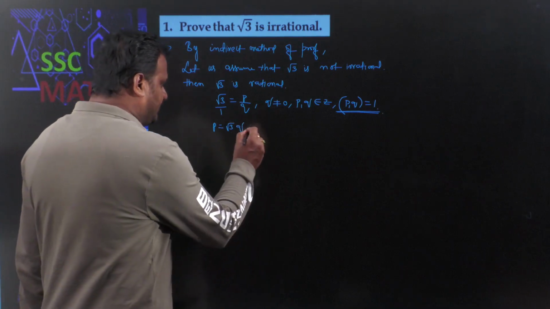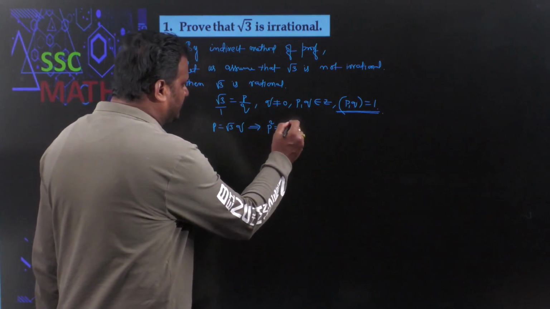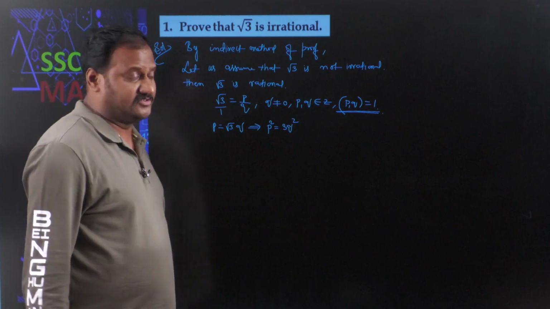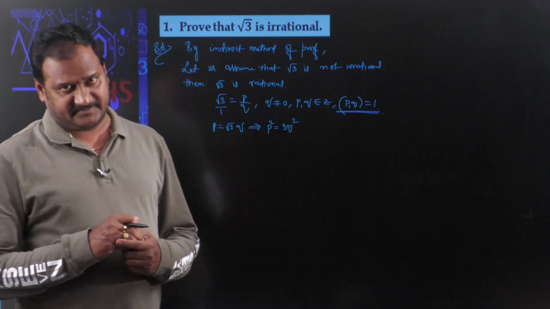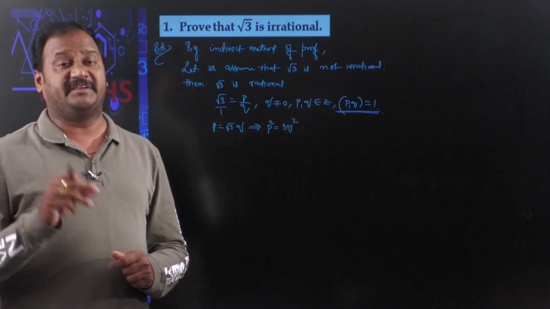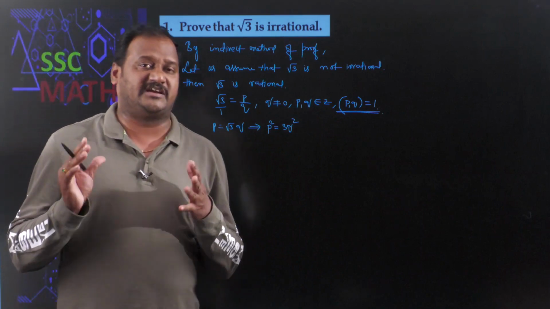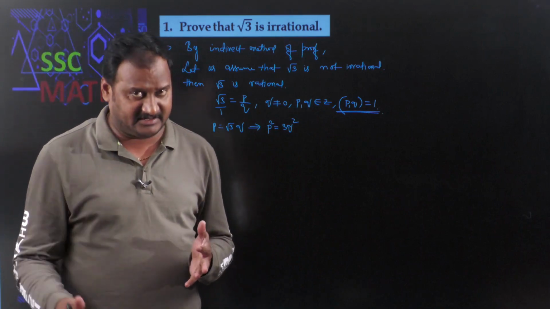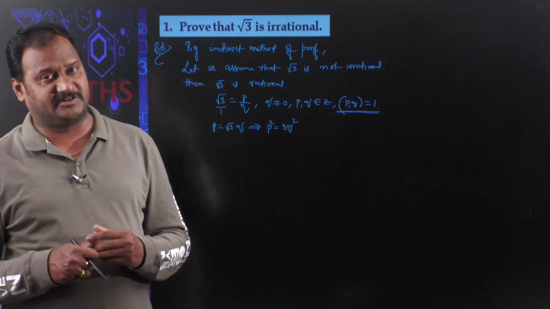So then by squaring on both the sides, we can write it as p square is equal to 3q square. Now, p square is a square number, equal to 3 into something. So, p square is a multiple of 3. So, tell me one number which is a square number and also a multiple of 3. What is a square number which is a multiple of 3?